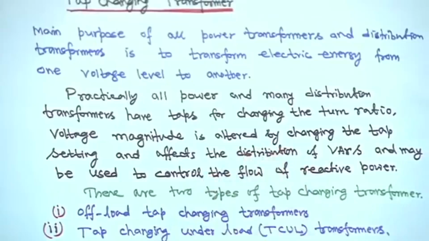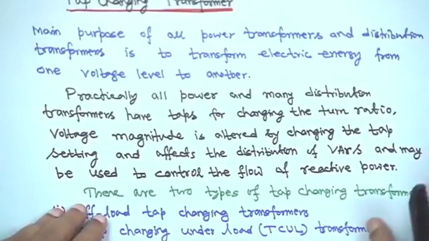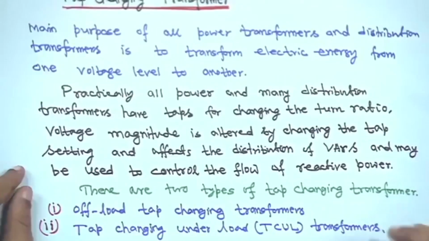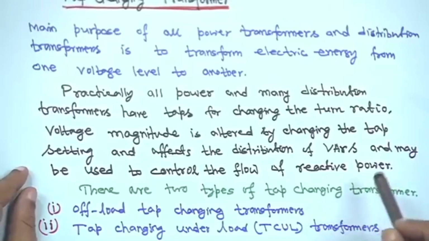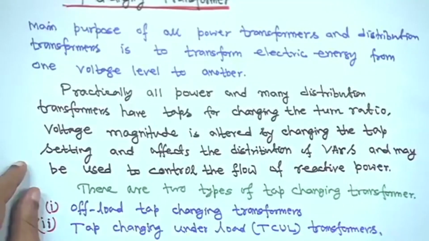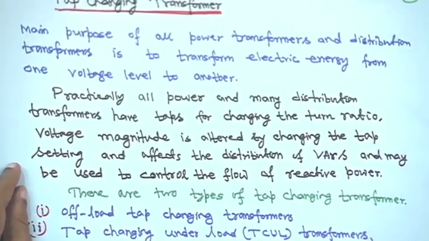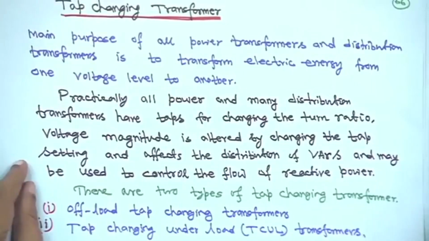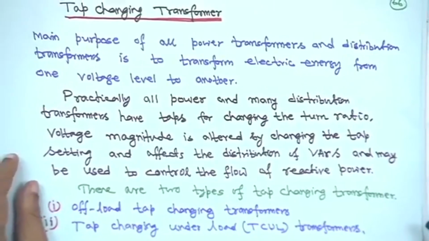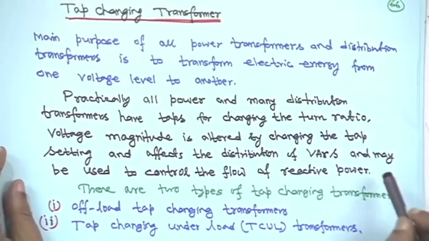Now, tap changing transformers. The main purpose of our power or distribution transformer is basically to transform electrical energy from one voltage level to another voltage level. So, practically all power and many distribution transformers have taps for changing the turns ratio. Voltage magnitude is altered by changing the tap setting, which affects the distribution of VAR, that is volt-amperes reactive, and may be used to control the flow of reactive power. That is for the tap changing transformer.